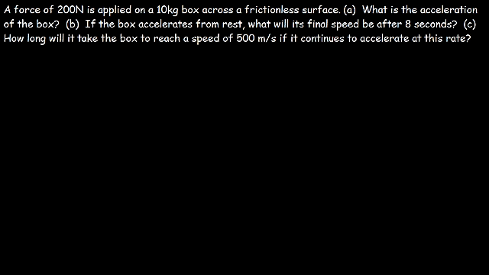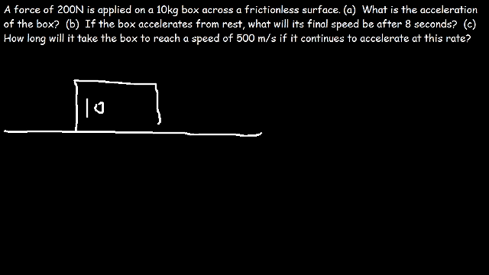A force of 200 newtons is applied on a 10 kilogram box across a frictionless surface. That is a horizontal frictionless surface. What is the acceleration of the box? So let's draw a picture. And here is the 10 kilogram box. And we're going to apply a force of 200 newtons.